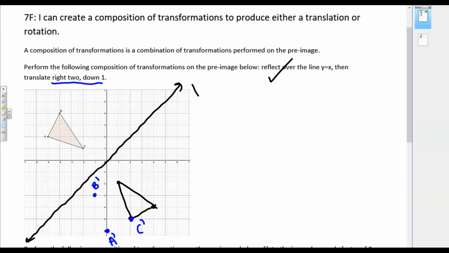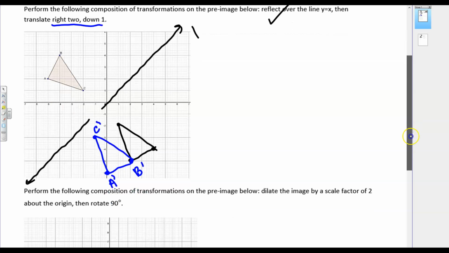I have my order messed up here, guys. Bear with me. We're going to change this. This is C prime, this is B prime. Got to be careful when you're doing these because we're not labeling the intermediate steps, so make sure you get your order right. And that's my solution.